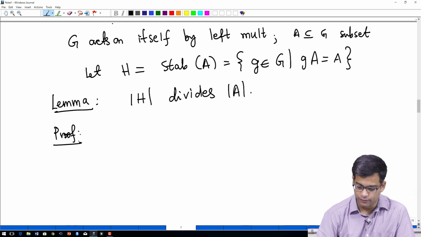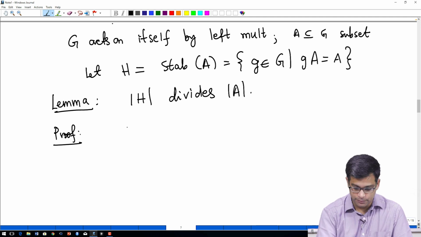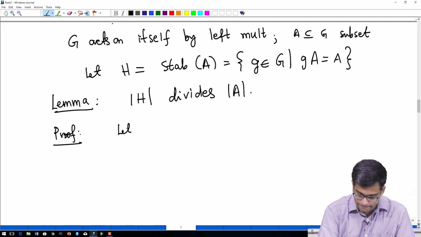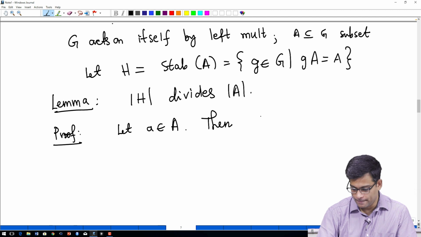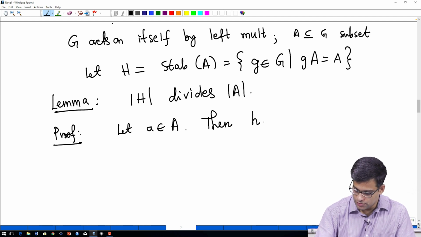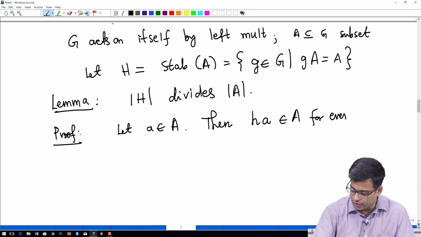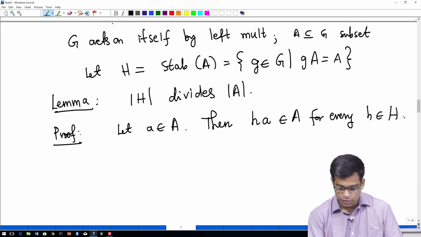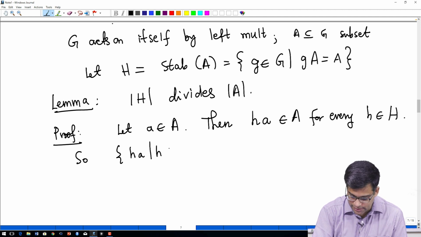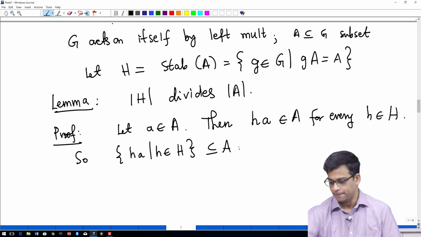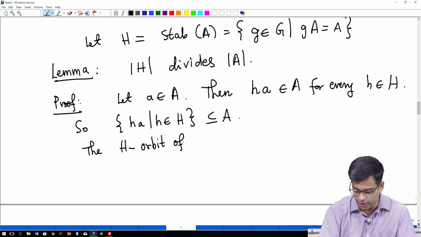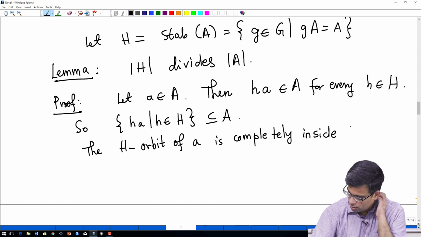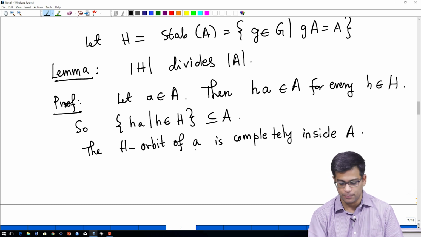I want to show that the order of H divides the order of A, and the reason is, remember, H is the stabilizer of A. So let small a be in capital A. Then since H stabilizes A, ha is in A for every h in H. So in other words, the set ha as h varies in capital H is contained in capital A. I am going to write it like this: the H orbit of a is completely inside A. Is that clear? The H orbit of small a is completely inside A.